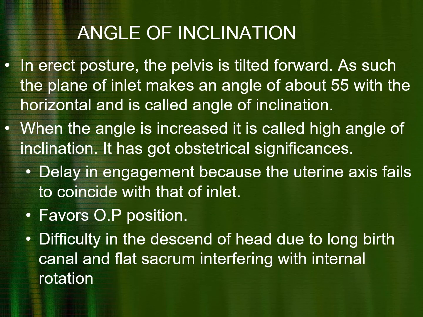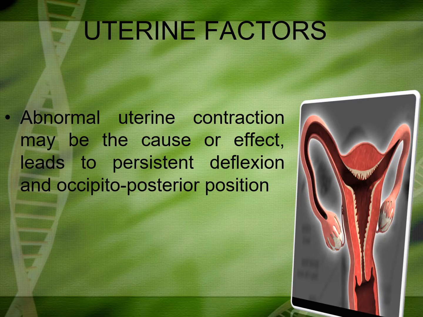So in the erect position, we have seen this already. Delay in the engagement may occur because of the failure to coordinate the axis. That is due to that high length at the back side. Usually the anterior position may fail to occur. That favors the occipito-posterior position, and that leads to difficulty in descent of the head, because the length at the back side will be more. So difficulty for the baby will occur for its descent. Next one is uterine factor.